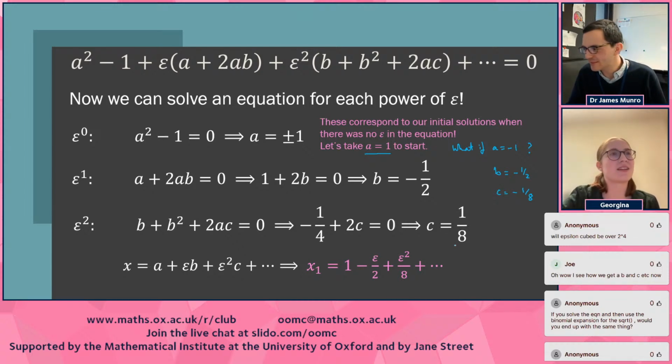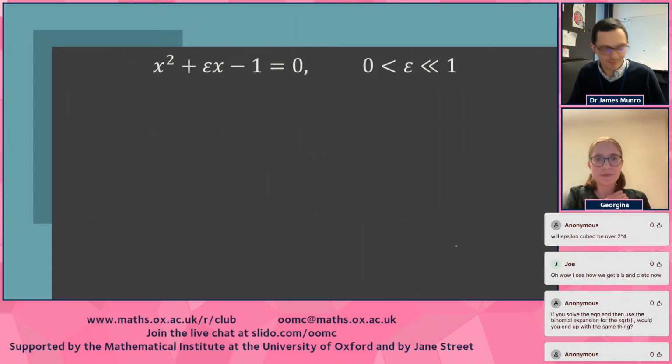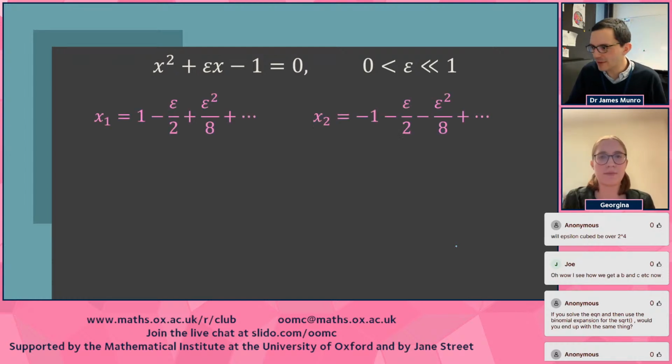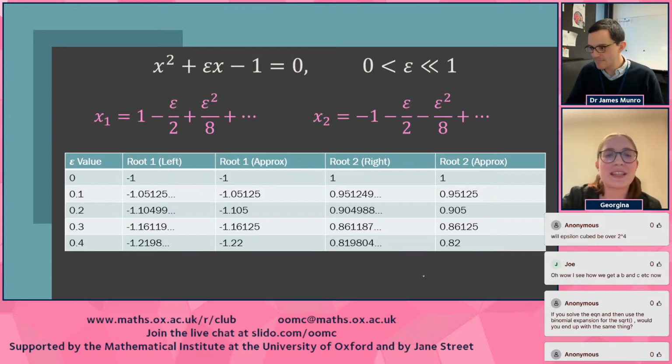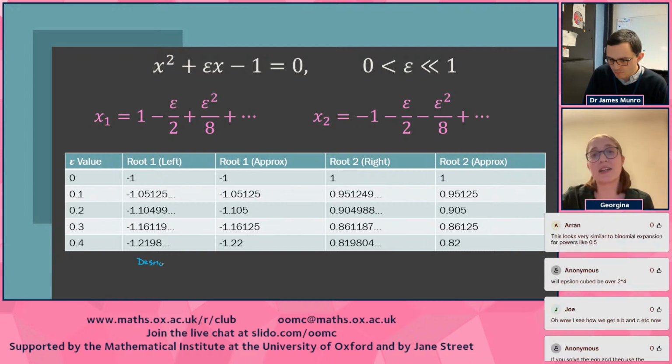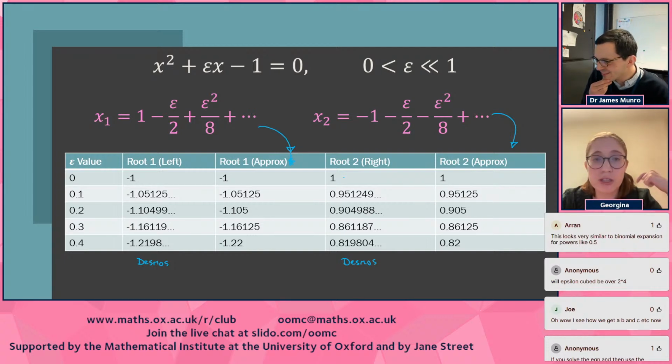And so if we jump to the next slide, again we'll get the full table. We can see that these are the two solutions we found. So our approximations were that x1 is equal to 1 minus epsilon/2 plus epsilon squared on 8, and the second one was -1 minus epsilon/2 minus epsilon squared over 8. So that's what we just calculated in full and rigorously. And now we can see how the actual numerical results for the root, just pulling the results out of Desmos, compare with our approximation.